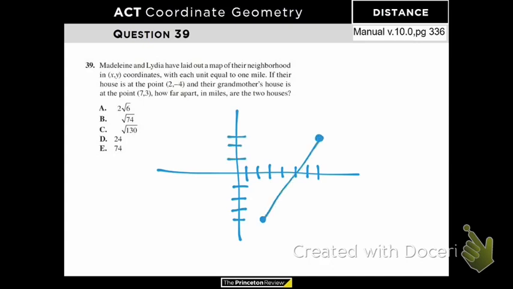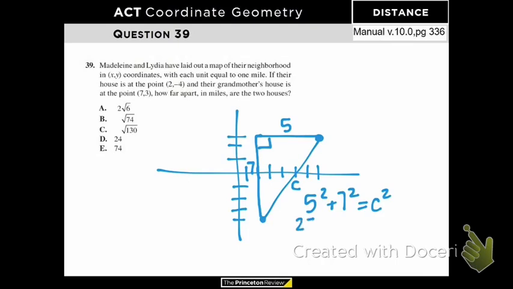We want to find this distance. So I'm going to go ahead and draw my right triangle. Okay. So my x values, I'm going from 2 to 7, so up here that's going to be a distance of 5. My y values, I'm going from -4 up to +3, so that's going to be 7 over here. So Pythagorean theorem, 5 squared plus 7 squared equals c squared to find this distance between my points.